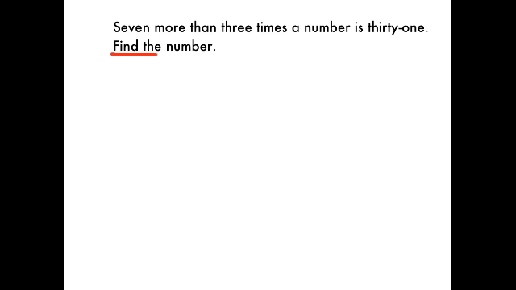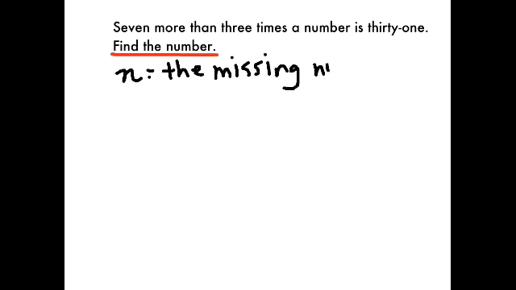The first thing we're going to do is identify what it is we're trying to actually find. So this is pretty straightforward. It says to find the number. This will help us determine what we are going to use for our variable. So in this case, I'm going to use an n to represent the missing number. So I'll write that out right here.